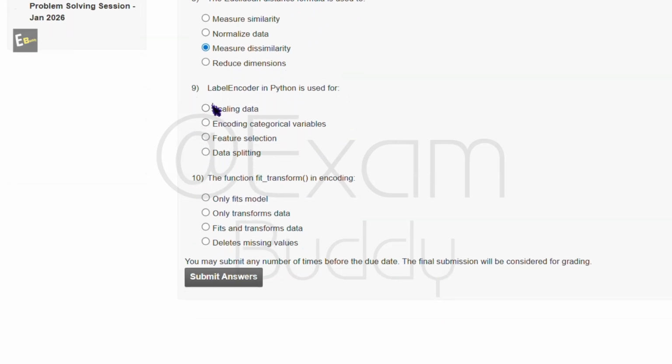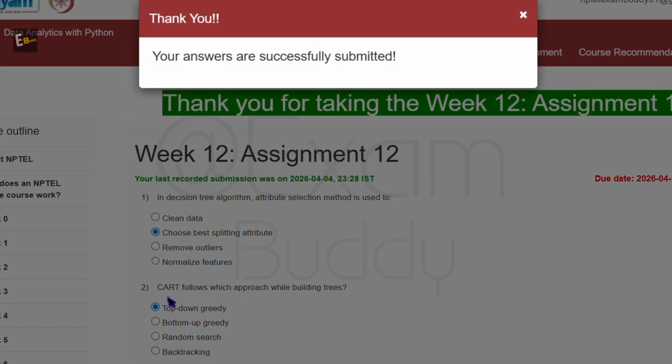Question number 9, label encoder in Python is used for, and the answer is option B. Question number 10, the function fit_transform in coding, and the answer is option C. So now we submit the answer. The answer is submitted successfully.